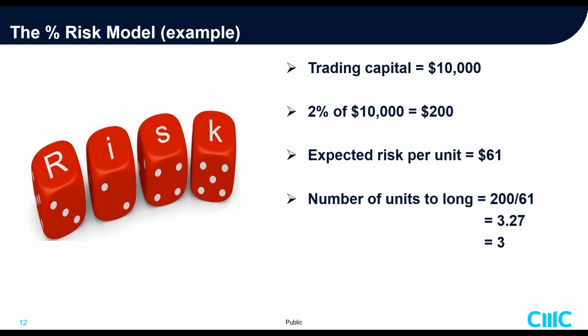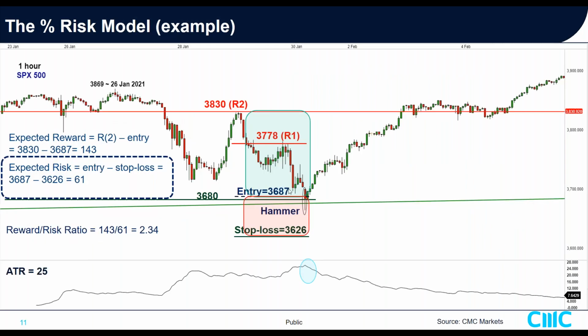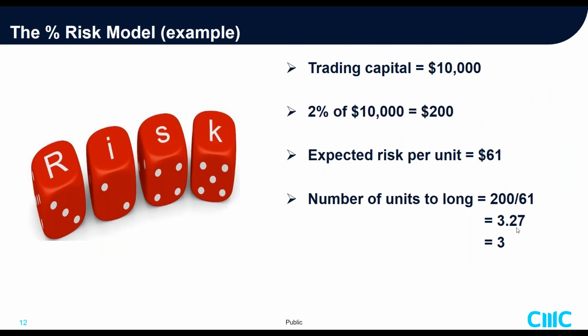In fact, this is the entry minus the stop loss. If the price, instead of going up, hits below this stop loss, we have to get out, which is 61 points per trade, per one unit. From there, I use 200 divided by 61, which is 3.27. We can't trade fractional units, so we round down. The maximum units I could go long is 3 units.